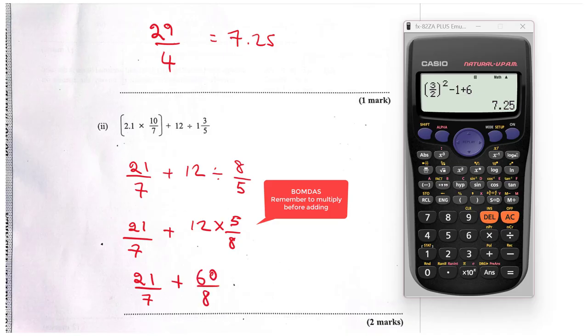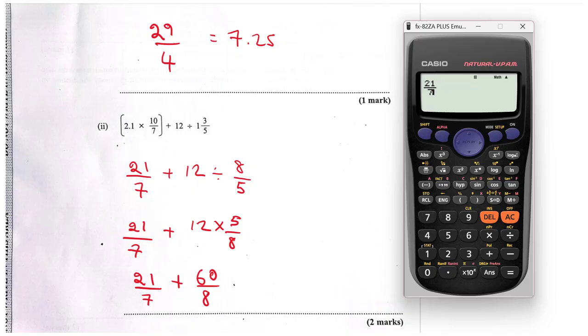So now if we put this in our calculator, we can read off the answer. So this is 21 over 7 plus 60 over 8. And that's going to give us 21 over 2. So that's equal to 21 over 2. So that's our answer in exact form.